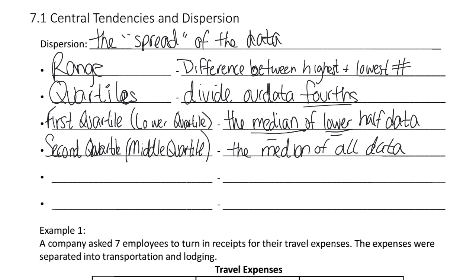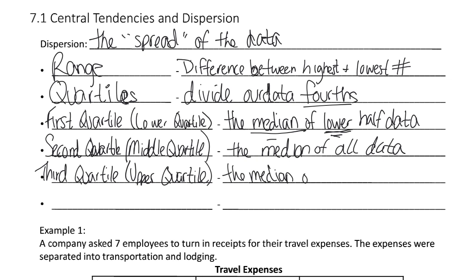And then lastly, we have the third quartile. The third quartile, and that's also called the upper quartile. And if the lower quartile was the median of the lower half, this one's going to be the median of the upper half of the data. Okay.